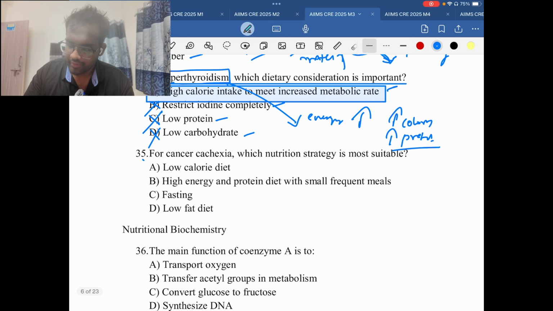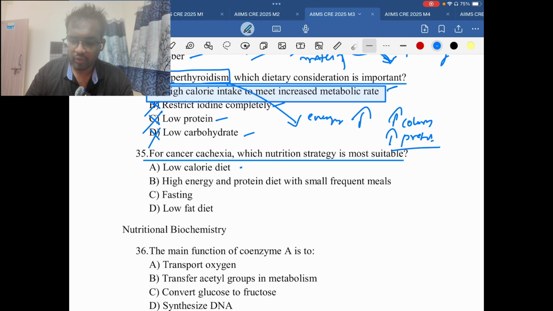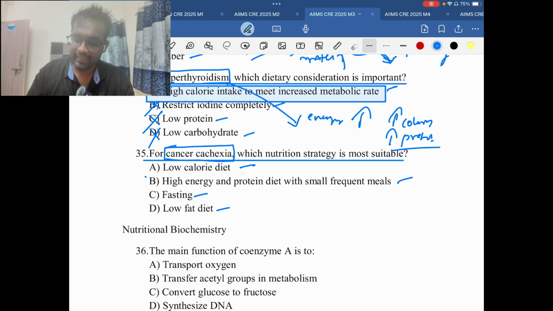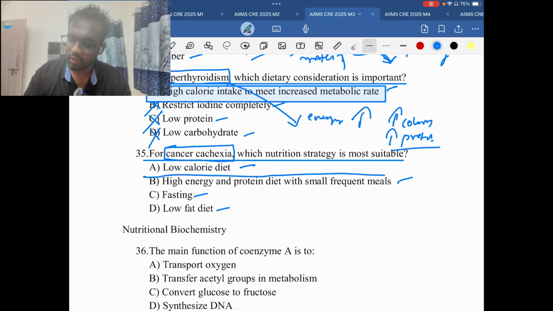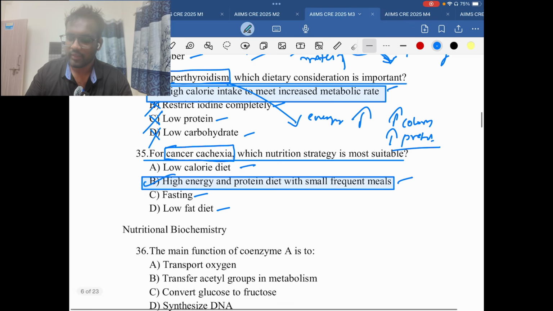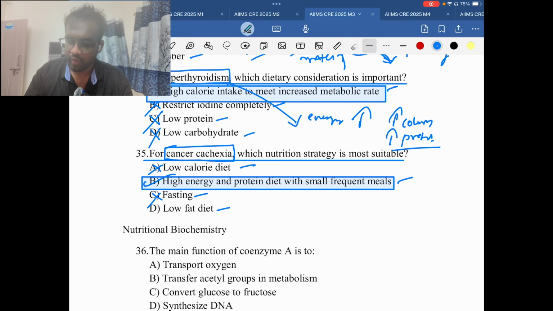Question number 35. For cancer cachexia, which nutrient strategy is most suitable? Low calorie diet, high energy protein diet with small frequent meals, fasting, low fat diet. In cancer cachexia, we usually provide a high energy and protein diet with small frequent meals. We need a constant supply of protein for recovery. For that reason, we provide the protein. We don't restrict it. A low calorie diet we usually don't provide. Fasting also we are not recommending. Low fat diet also is not recommended. So here the answer is B.